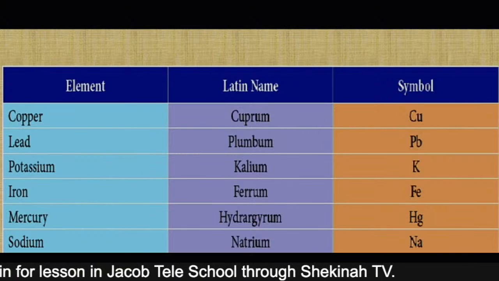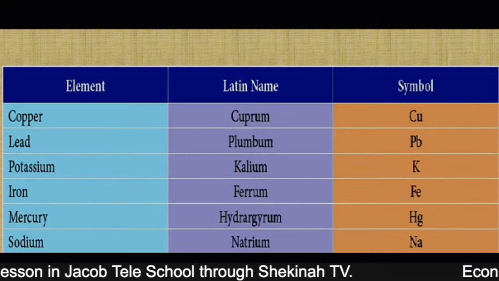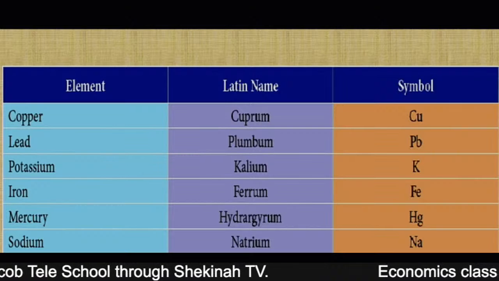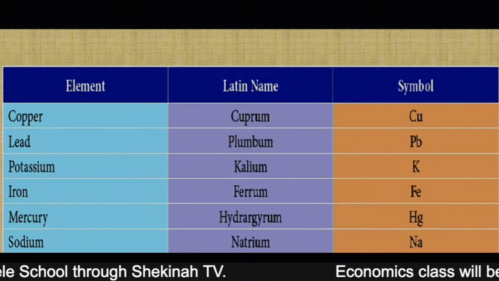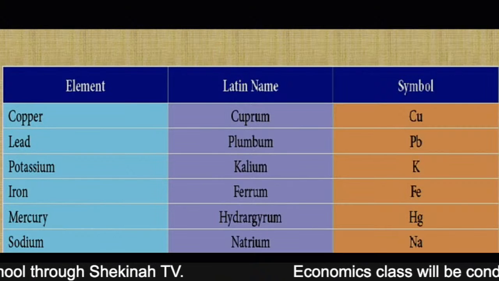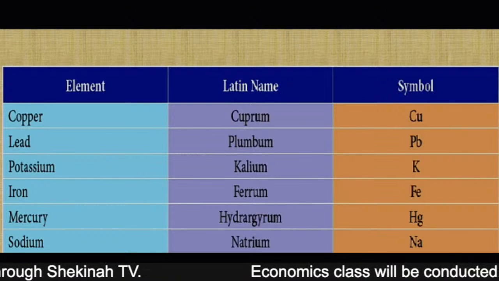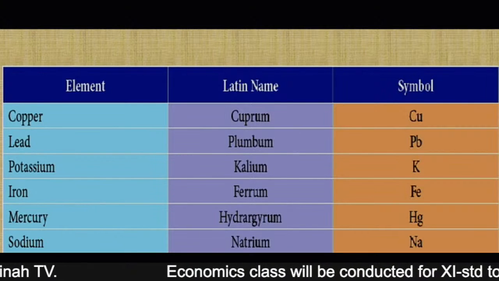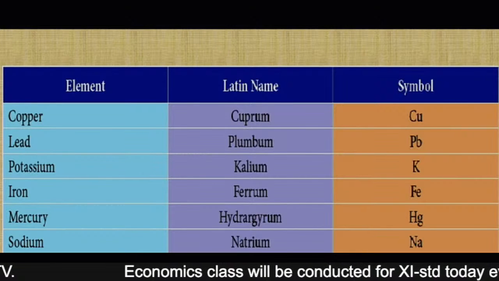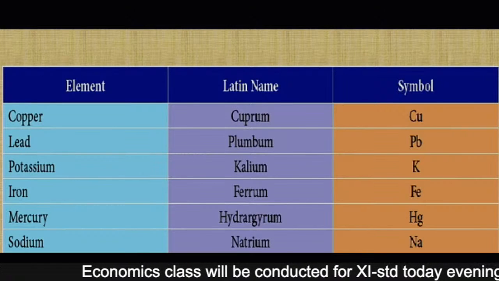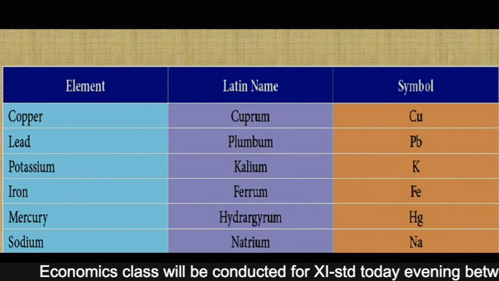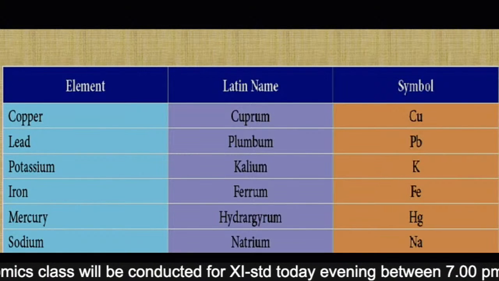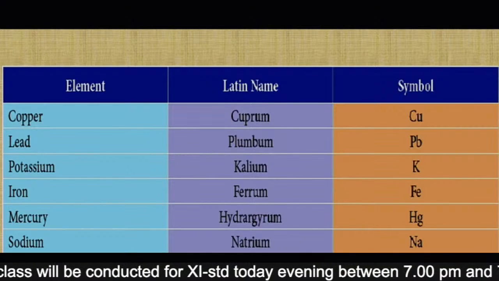And next one is iron. What is the Tamil meaning of iron? Irumbu. What is the Latin name of irumbu? The Latin name of iron is ferrum. Open your mouth and say ferrum. What is the spelling of ferrum? F-E-R-R-U-M. Ferrum. The symbol of ferrum is capital letter F and small letter E. Next one is mercury. The Latin name of mercury is hydrargyrum. Open your mouth and say hydrargyrum.